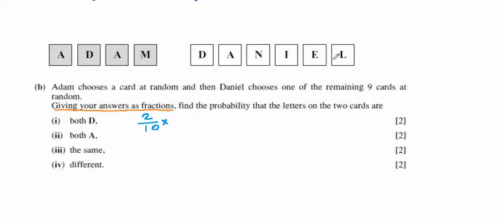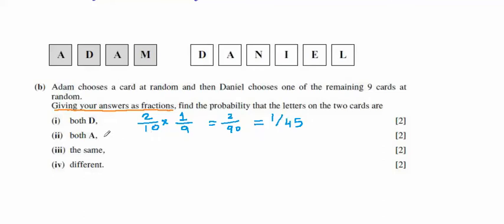Daniel is taking one card and the letter on that card is also D. Since one of the D's is already taken by Adam, now only one card is left for Daniel, which is written with D, and the remaining 9 cards are there. So it means the answer will be 2 over 90. In simplest form, this fraction will be 1 over 45. So we have given the answer in fraction form.